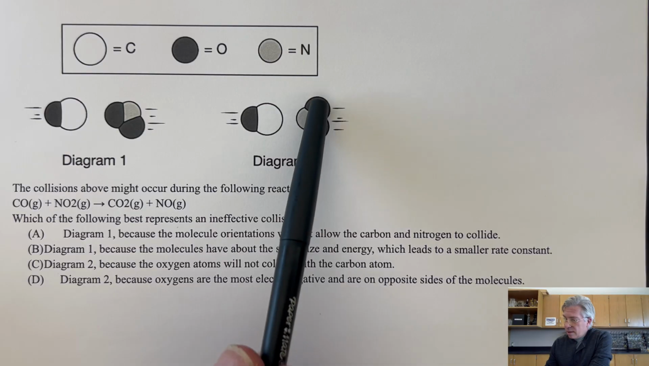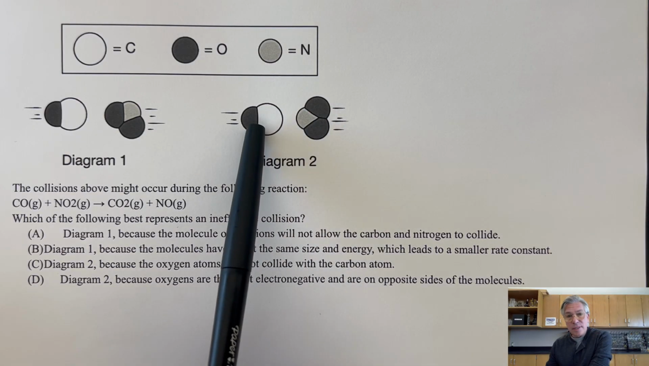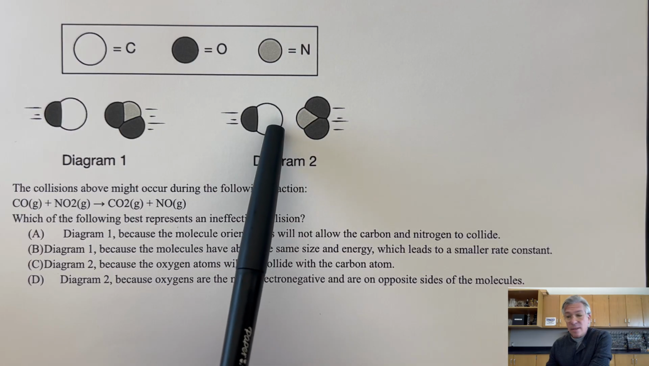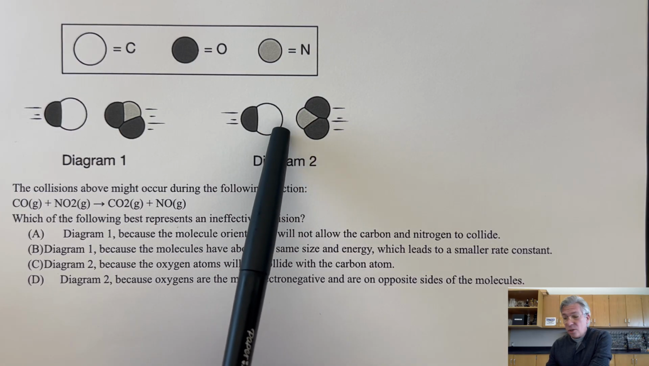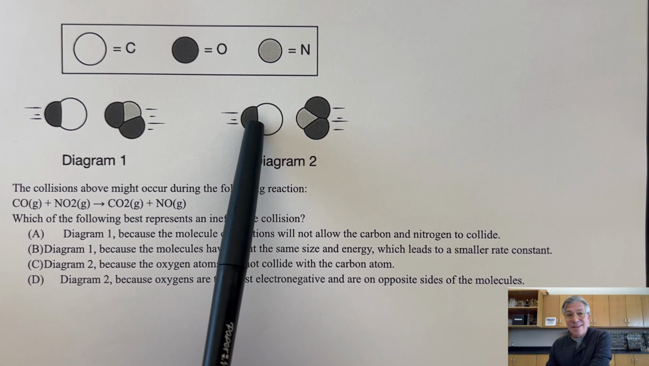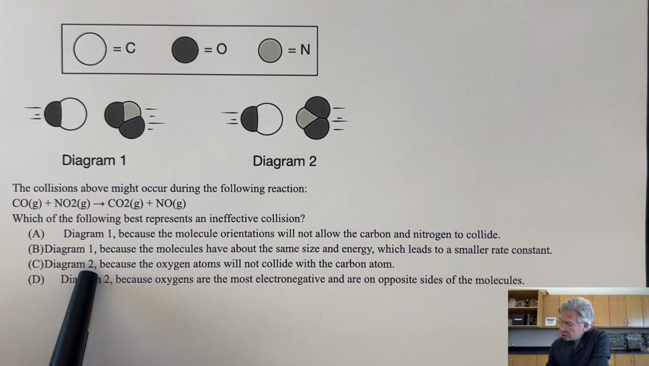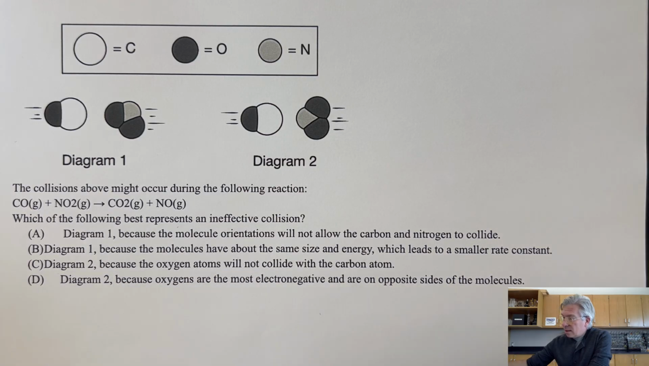But over here, the oxygens are pointing away from the CO, and that would be being hit by the nitrogen. That's probably not going to be an effective collision because if we want to transfer an oxygen, they're on the wrong side of the molecule. So the ineffective collision is diagram 2 because the oxygen atoms will not collide with the carbon atoms. So if you got that one, great, you're mastering this whole idea.